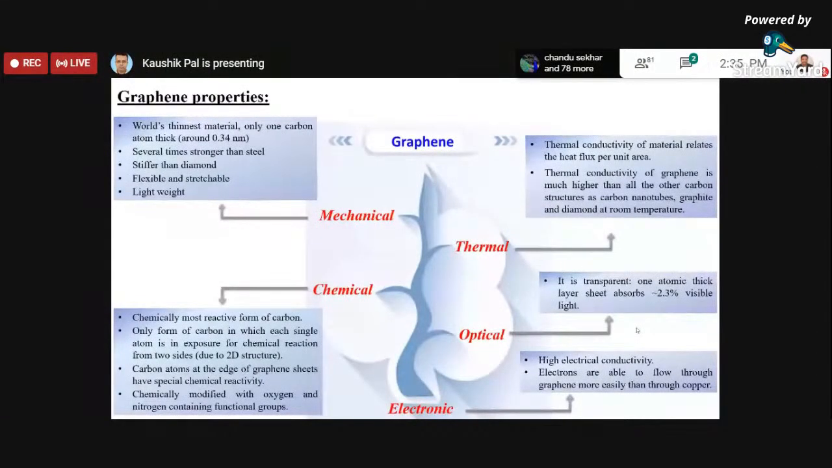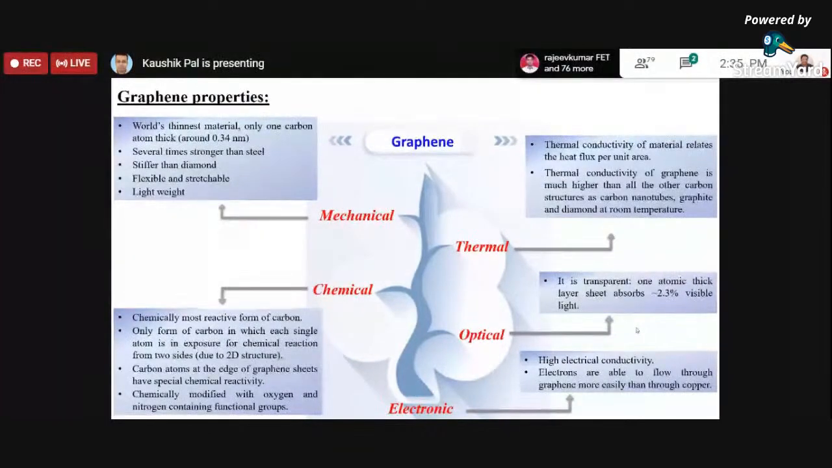If I talk about the chemical properties, it is the chemically most reactive form of carbon, the only form of carbon in which each single atom is exposed to chemical reactions from two sides due to the 2D structure. So the top and bottom carbons are totally vacant, and any kind of reaction can be possible with that free carbon. Carbon atoms at the edge of the graphene sheets have special chemical reactivity, and can be chemically modified with oxygen and nitrogen containing functional groups. That's why we are able to do some types of doping or interactions, and we can use graphene for chemical purposes.